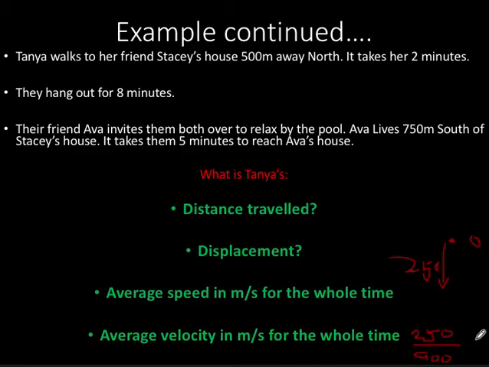So this time if I go 250 divided by 900, that gives me a velocity of 0.28 meters per second, and you have to include south in that as well. 0.28 meters per second south. So that is her velocity.